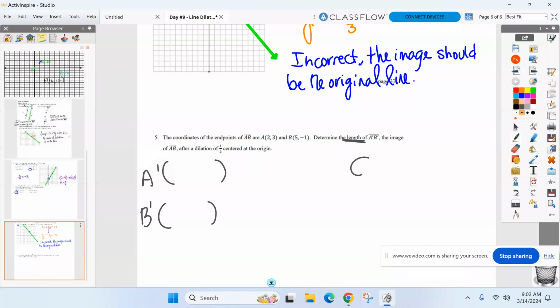All right. Oh boy, do we need a distance again? So it just depends on what order you want to do it. Find the distance and cut it in half, or cut the coordinates in half and find the distance. Your call. Either way is going to get the same length.